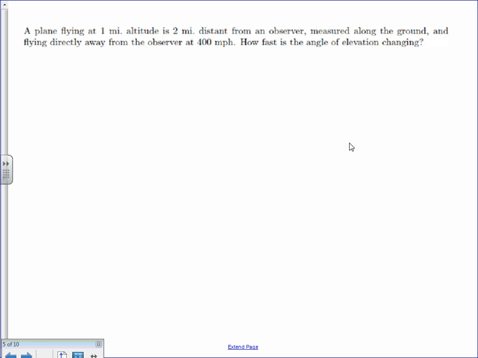A plane is flying at a 1 mile altitude. Plane flying at 1 mile altitude, that's how high it is off the ground, is 2 miles distant from an observer measured along the ground. Okay, now here's you. Wow, you're looking the wrong way there. Let's see. Draw a nice little stick figure. There's you on the ground.